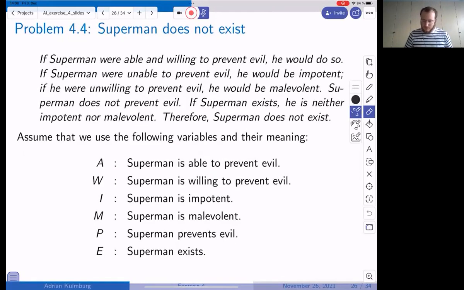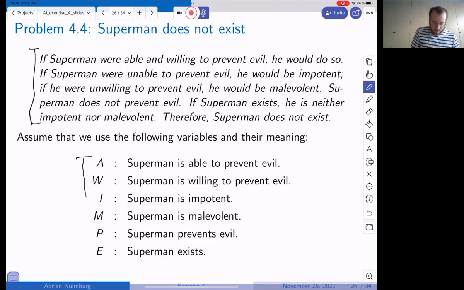Okay, then let's turn to the last exercise for this exercise sheet. So here we are going to show that Superman does not exist, right? And we are given a relatively long text. Now, again, I'm not going to read it. I'm going to jump right into the exercise.